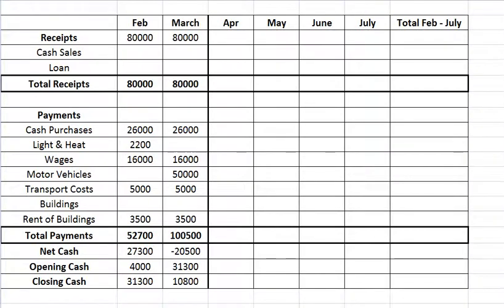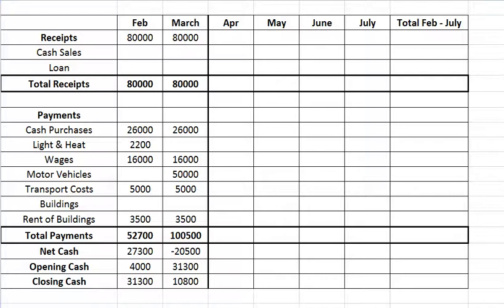This is a cash flow forecast question. The question we're doing is 2012, paper 2, question 3, and we're doing a cash flow for Lee Limited. Now a cash flow, like a household budget, looks into the future.